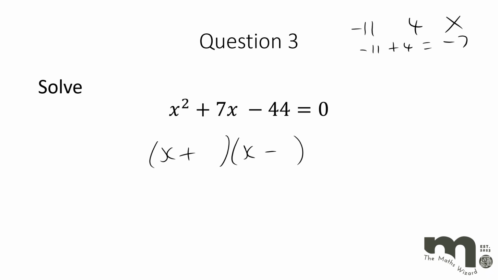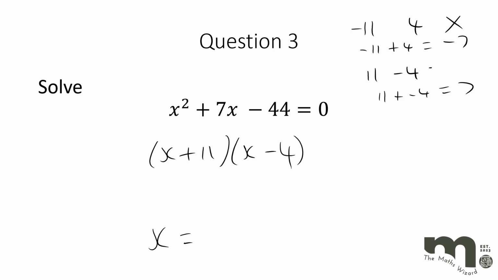So let's flip it the other way around. We could have 11 and minus 4. Now that does multiply to make minus 44, and it also adds together. So we've got 11 add minus 4. That does take us down to positive 7. So it's going to work. It's going to work for both of our brackets here. So we're going to have x add 11 in our first bracket, x minus 4 in our second bracket.